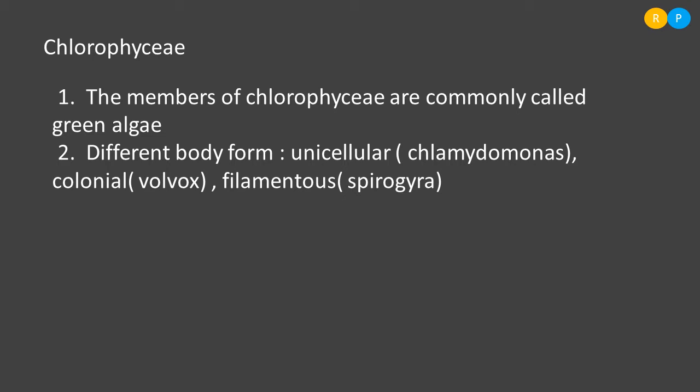And a few of the green algae are filamentous in their appearance. That means they grow in the form of thread-like structures. The best example here is Spirogyra. So these are the examples we can see. Each species exhibits different body forms.